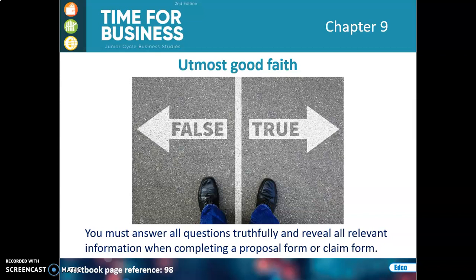On the form, it'll say, do you have any driving convictions? If you tick no to that, when actually you've been done last year for dangerous driving, well, then your insurance will be null and void when that comes to light. So you must declare all relevant facts.